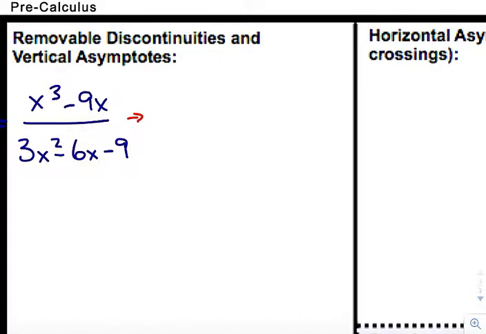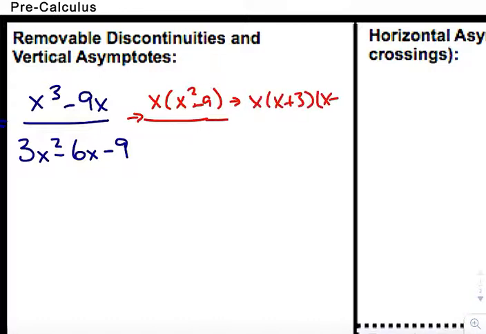The top we see has a common term of x, so I'm going to pull the x out. That will leave us with x squared minus 9. That will further factor into x, x plus 3, and x minus 3. On the bottom, we have a common term of 3 that we need to pull out, and we end up with x squared minus 2x minus 3.